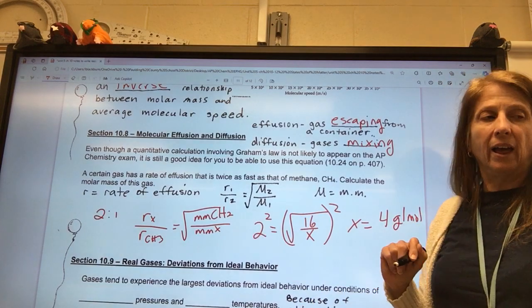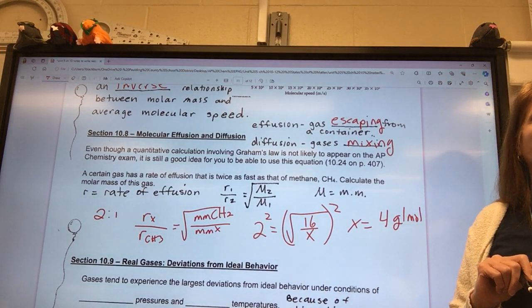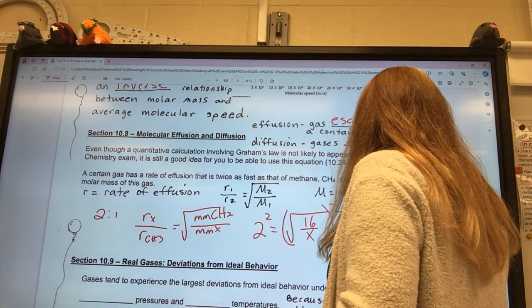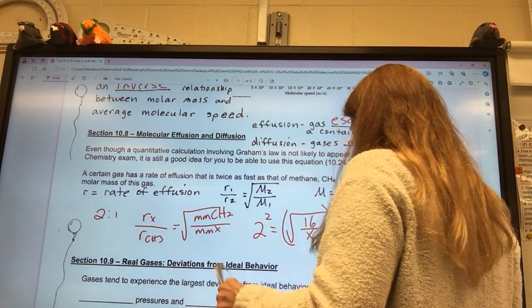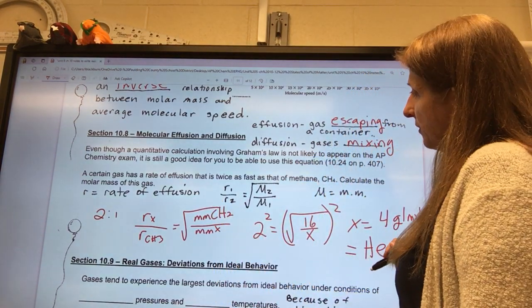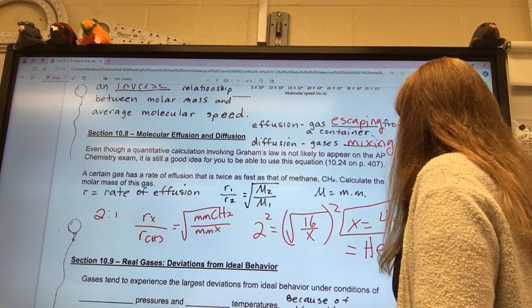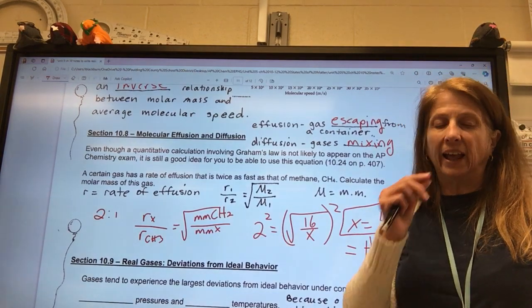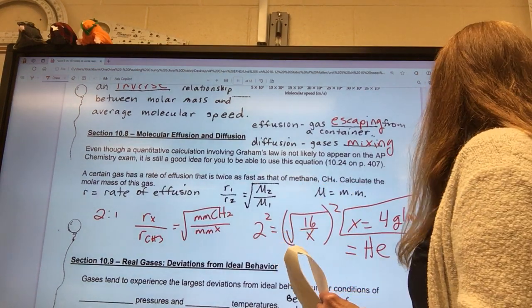What element has a molar mass of 4 grams per mole? I heard somebody say it. It's helium. So that's a real fun little problem because it had a little mystery that we were able to solve. We got its molar mass and we were able to tell what it is.